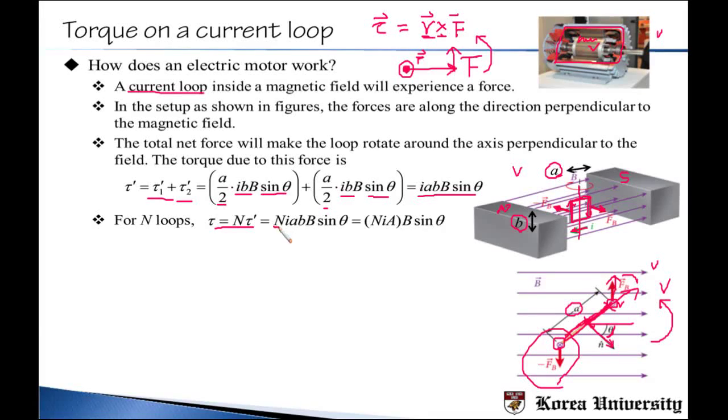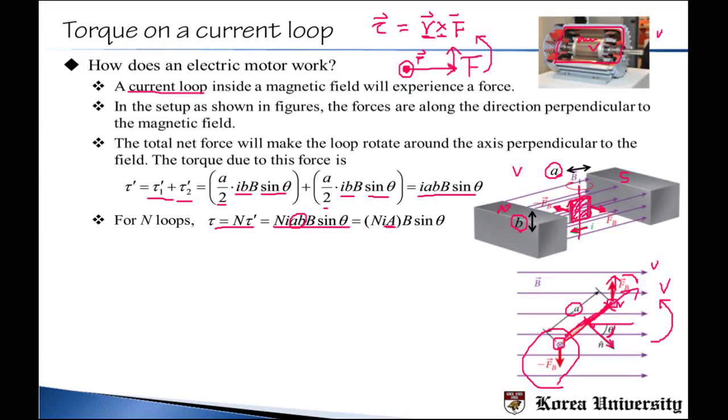So what you get is N I A B multiplied by B sine theta. And in fact, what is small a multiplied by small b? This is in fact the area of this loop, right? This loop area is simply the small a multiplied by small b. So let's use large A to represent the area.